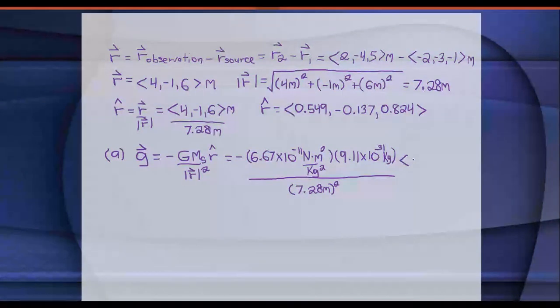And then we're going to multiply by the unit vector. So the unit vector is 0.549, negative 0.137, and 0.824, and let's close that off.